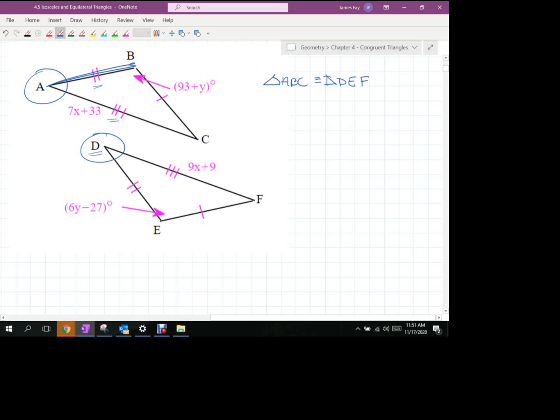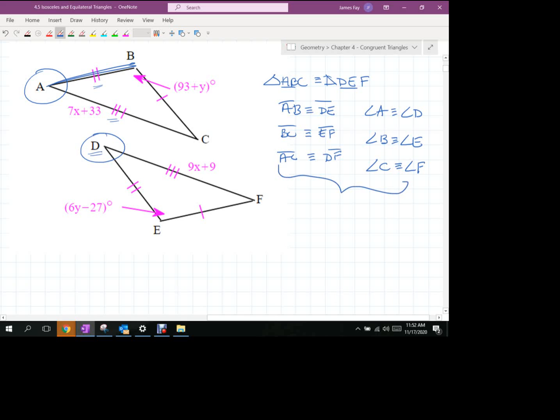So remember what that tells me. That tells me that AB, first 2 letters here, are congruent to those 2 letters. And then BC is congruent to EF. And then AC is congruent to DF. Remember that? It also tells us that angle A is congruent to angle D, angle B congruent to angle E, and angle C congruent to angle F. Remember that? Okay?